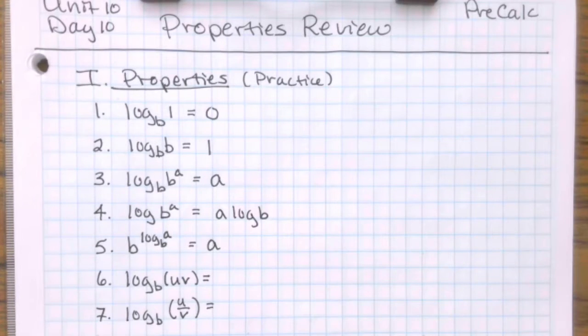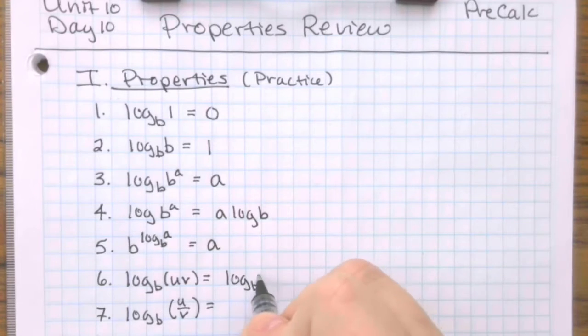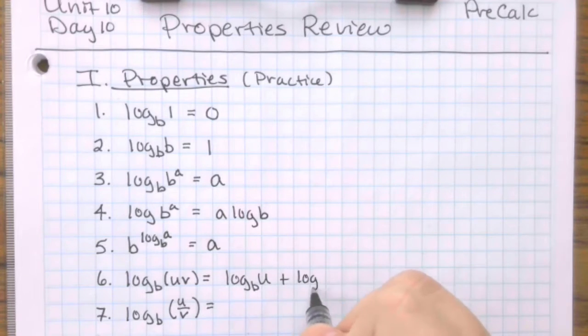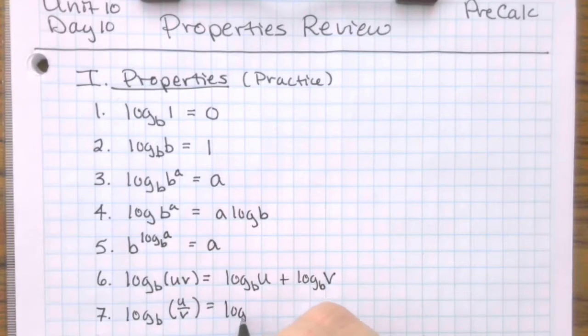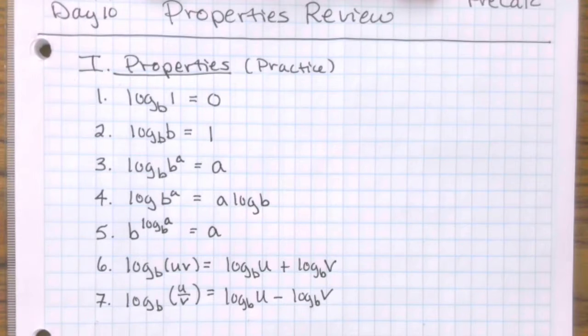Log base b of uv is equal to log base b of u plus log base b of v. And with the division, log base b of the top, u, minus log base b of v, which is on the bottom. Those are your basic properties.